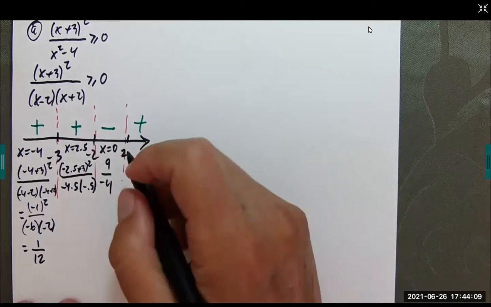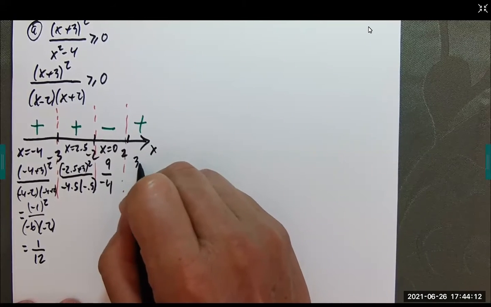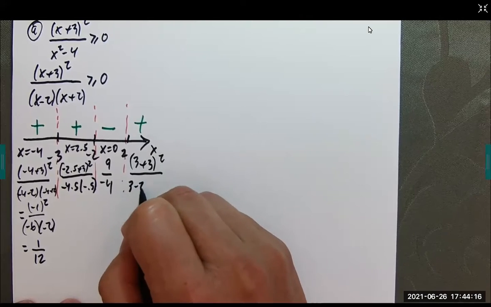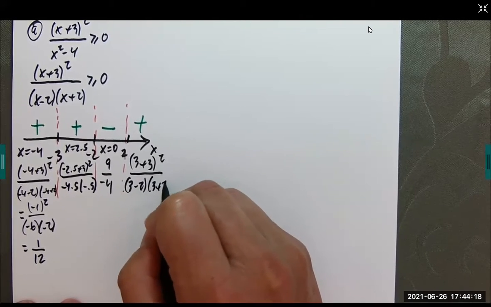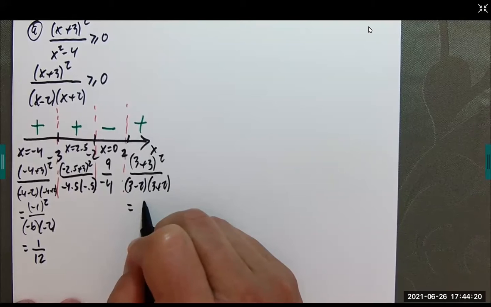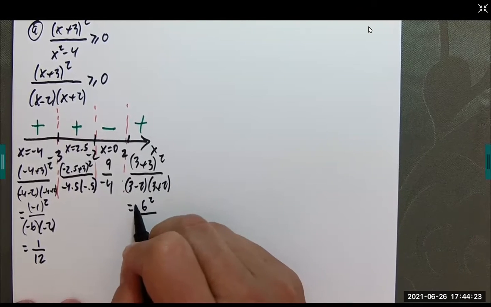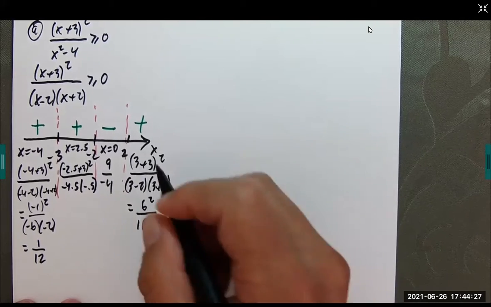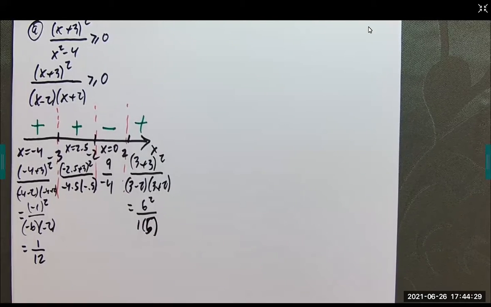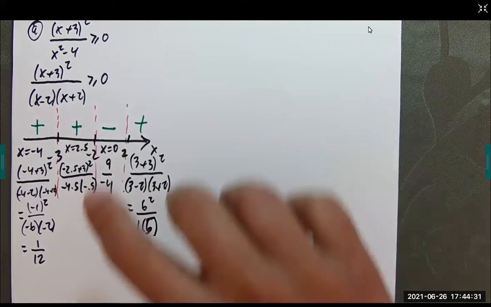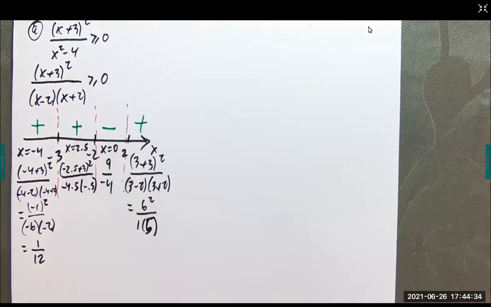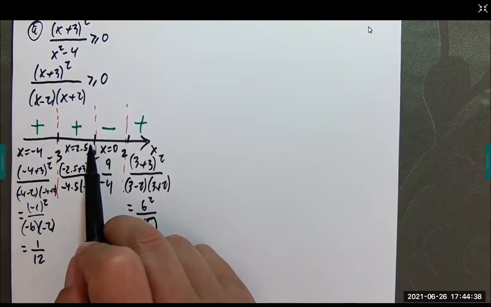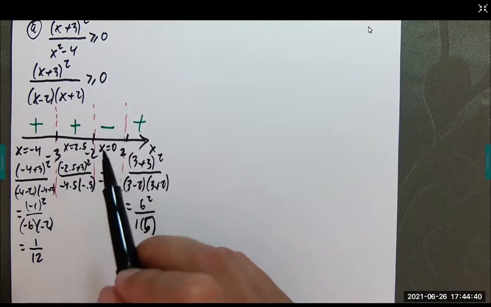So let's put 3 in there. 3 plus 3 squared over 3 minus 2, 3 plus 2. So that's 6 squared over 1 times 5. The point is, it's positive. So they want to know what values are going to make it positive. It's bigger than or equal to 0. So let's write our answer. That's going to be from negative infinity to negative 2, including negative 2, and then from 2 on.